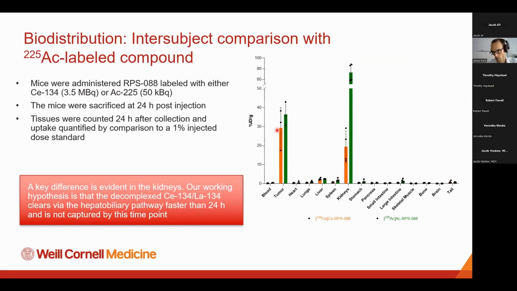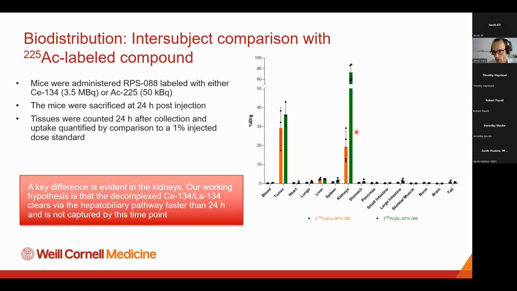In the tumor, there's no statistically significant difference, but rather this just reflects the biological variability of the LNCaP tumor model, which tends to grow out rather heterogeneously in the animals. Where there is a really, both statistically and perhaps biologically, significant difference is in the kidneys. We see much lower kidney uptake of the cerium compound relative to the actinium.